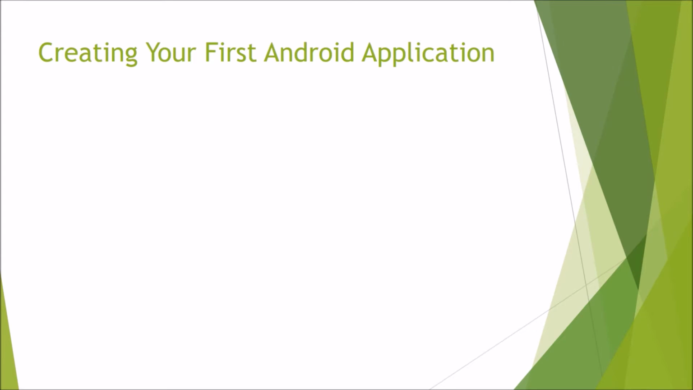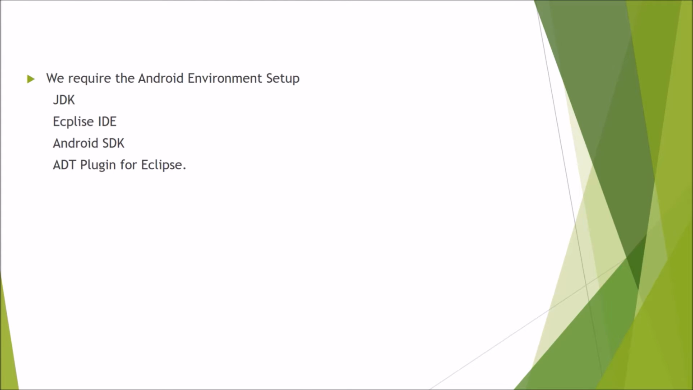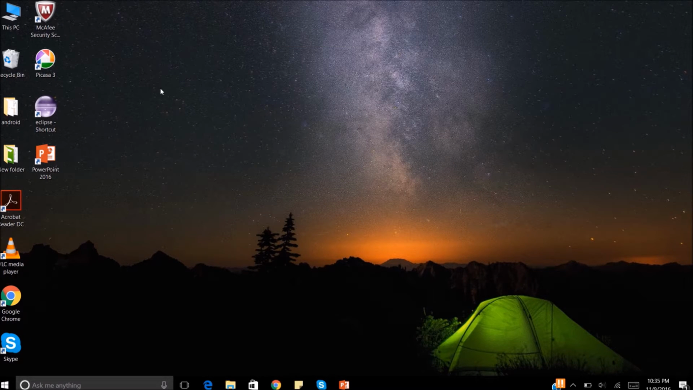Now let us see how to create our first Android application. For developing the Android application program, first we need to set up the Android environment. For the Android environment setup, we require the JDK, the Eclipse IDE, the Android SDK, and the ADT plugin for Eclipse. Okay, so let us begin.